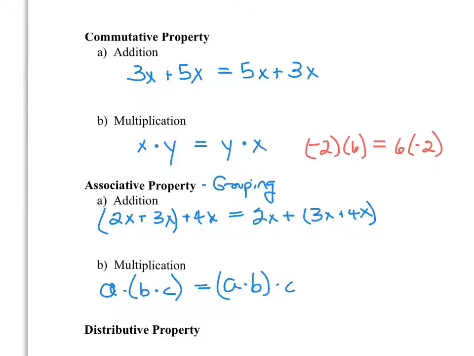Again, think about this in the case of a number, and I'm sure it'll make a lot of sense to you. If I'm going to multiply 2 times 4 times 3, I can multiply the 2 times the 4 first and get 8. 8 times 3 gives me 24. Or I could say, let's multiply 2 times the product that I get when I first multiply 4 times 3. So 4 times 3, of course, is 12. 2 times 12 also gives me 24. So the associative property applies to both addition and to multiplication.